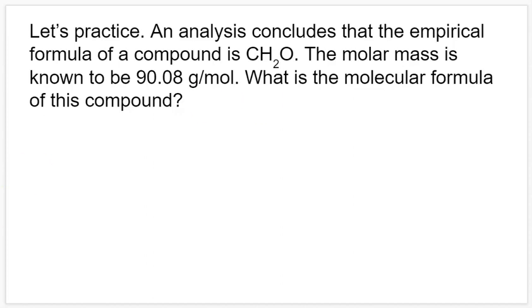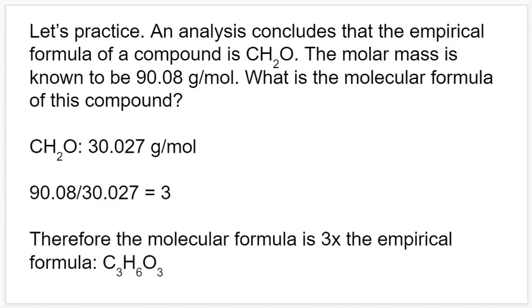We're going to use the same method. We're going to take our empirical formula, which was CH₂O, 30.027 grams per mole, and then we're going to divide the actual molar mass of the compound by the empirical formula mass. So 90.08 divided by 30.027, and we're going to get 3, which means that the actual formula of this compound is going to be 3 times what it looks like in the empirical formula. So instead of being CH₂O, we're going to have this times 3.